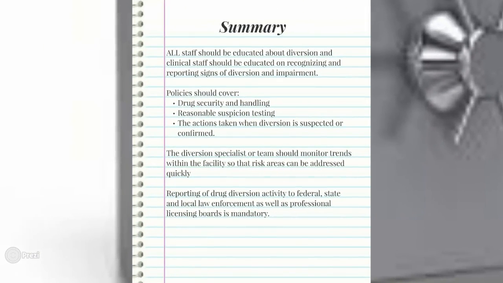In summary, all staff should be educated about diversion, and clinical staff should be educated on recognizing and reporting signs of diversion and impairment. Policies should cover drug security and handling, responsibility for surveillance, reasonable suspicion testing, and the actions taken when diversion is suspected or confirmed. The diversion specialist or team should monitor trends within the facility so that risk areas can be addressed quickly. And reporting of drug diversion activity to federal, state, and local law enforcement, as well as professional licensing boards, is mandatory.